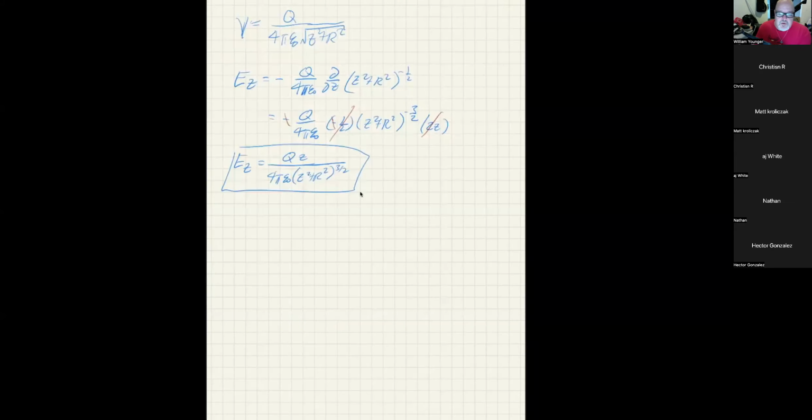And you can see now QZ over 4 pi epsilon naught. So yeah, that's it. We actually can do what I claimed we could do. We've made a scalar potential. We can take the negative gradient of that scalar potential and get the electric field out, and we just verified that. So any questions on that one?